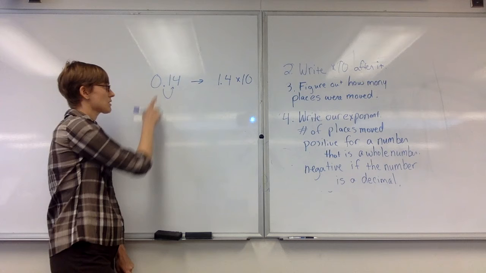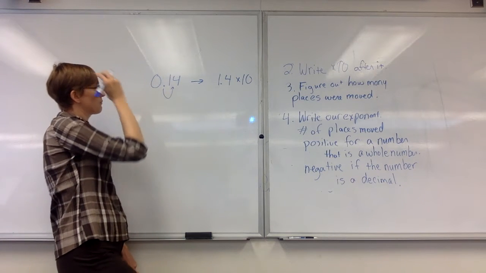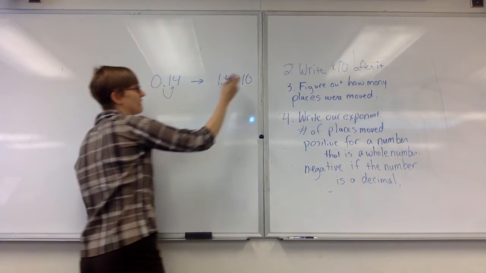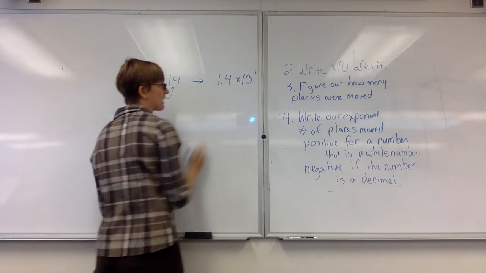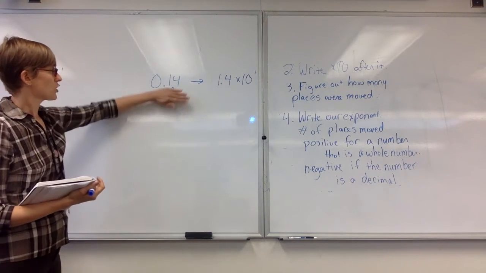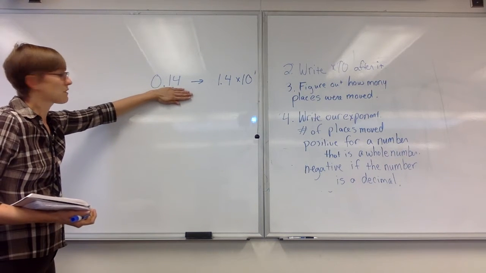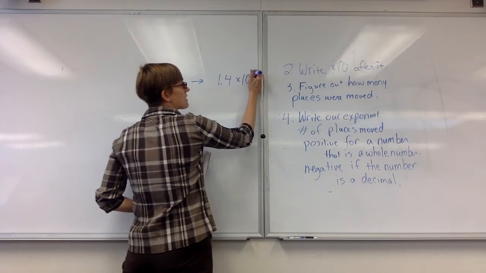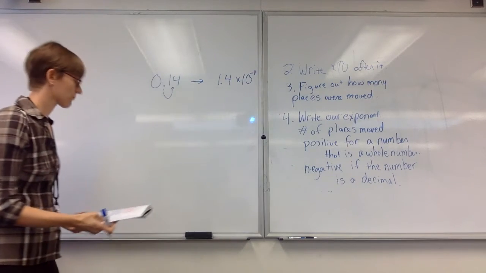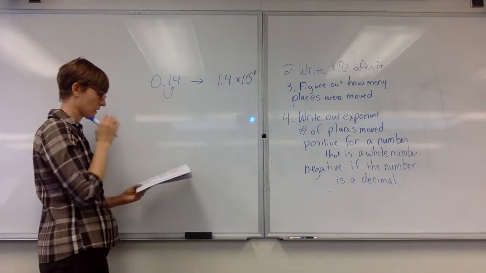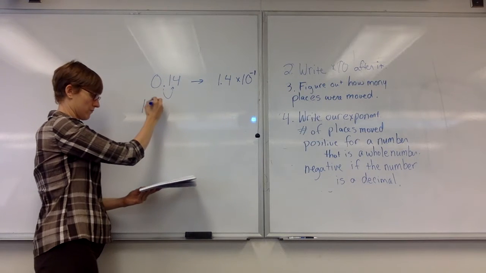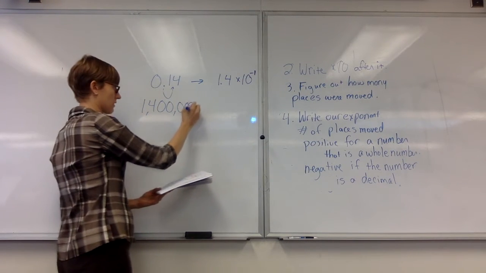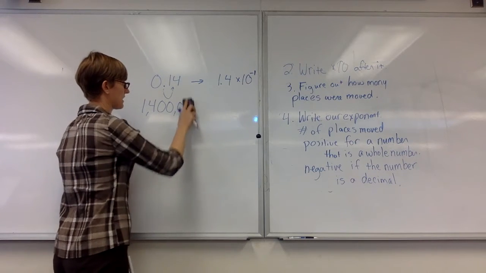Okay. So since I moved it to the right, I think, well, I need it to be 1 for my exponent. And I look and I see that the number I started with was a decimal number. It was not a whole number. So because of that, I'm going to make this a negative 1 there. My next example.